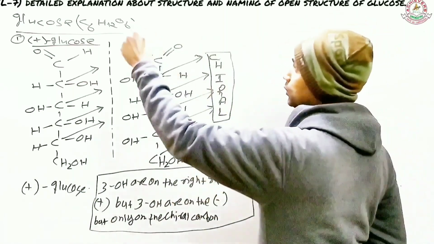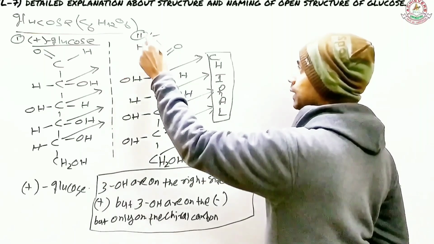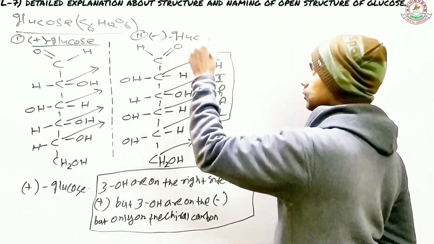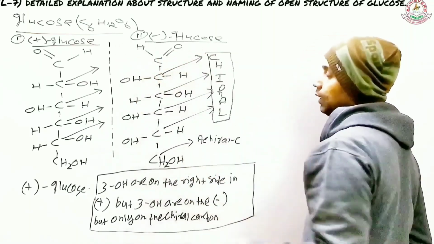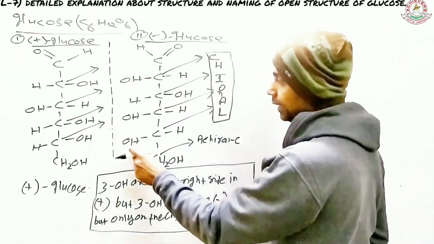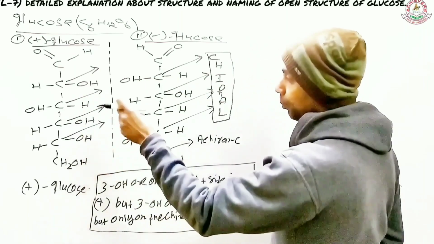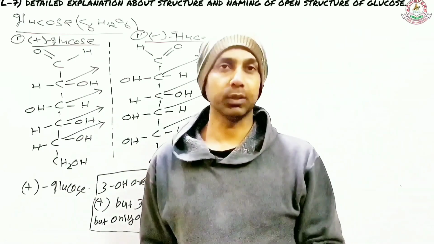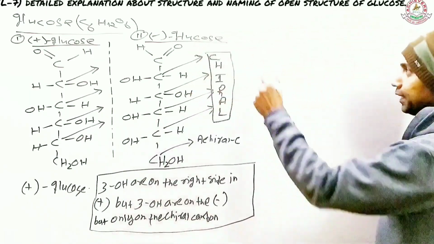So this is your second isomer, and what is this called? This is called levorotatory glucose. Levorotatory glucose. I hope I made you understand, because this is something important. In the levorotatory, 3 OH will be on the left hand side, but in the dextrorotatory, 3 OH will be on the right hand side. But we have to pay attention only to those OH which are on the chiral carbon, not any other carbon we are concerned about.